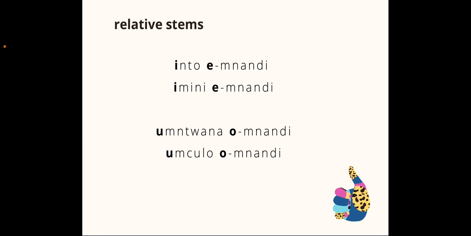Here's some more stems to look into. Into emnandi. So we're using the adjective. In these examples, we use the adjective mnandi, meaning sweet or pleasant or nice, lekker. And we can see how the different relative stems are according to the noun group. Into emnandi, something sweet, something nice. Imini emnandi, a nice day, a day that is nice. Umntwana omnandi, a sweet child. Umculo omnandi, sweet music.